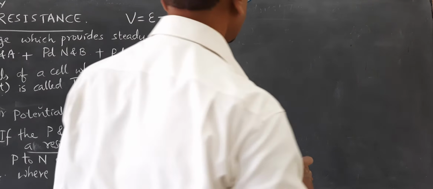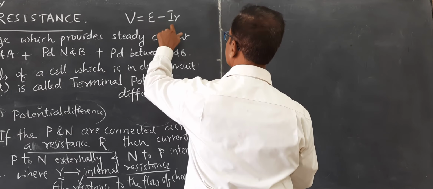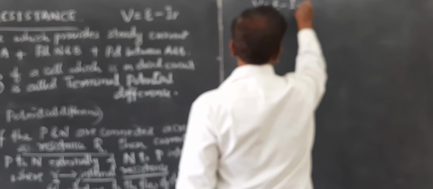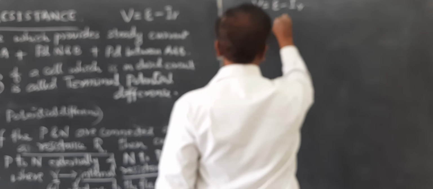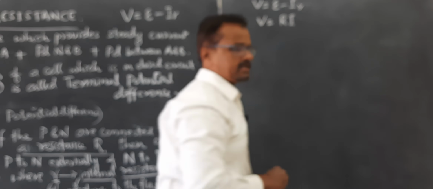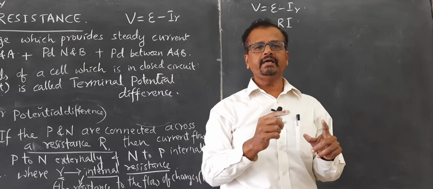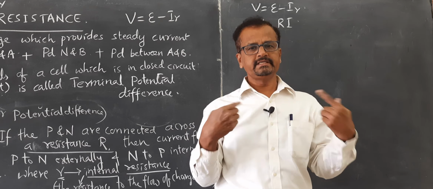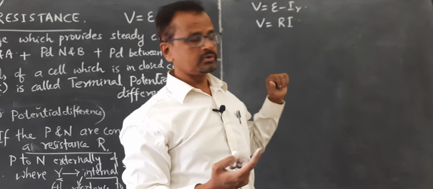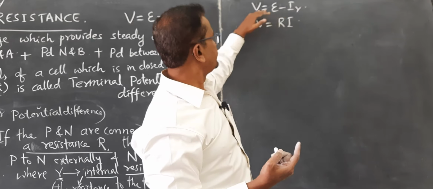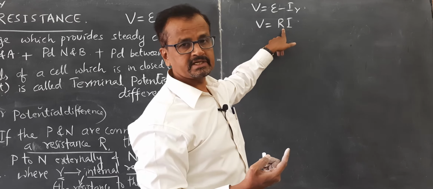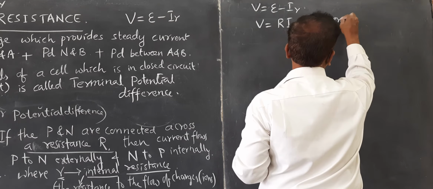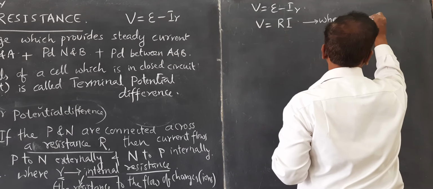So let us write the equation for main current. From V equal to E minus Ir, I can write what is V? V is also equal to R into I, where R is the external resistance, right? When the current I is flowing through the external resistance, the potential difference across the external resistance is the same as the terminal potential difference. So V is equal to RI also, and V is equal to E minus Ir, where R is the external resistance.